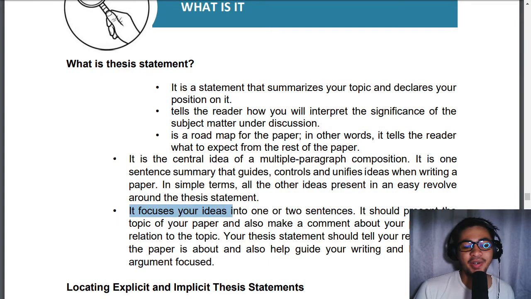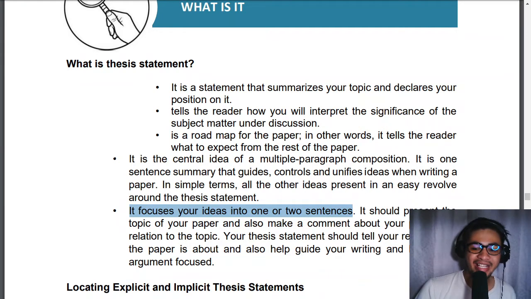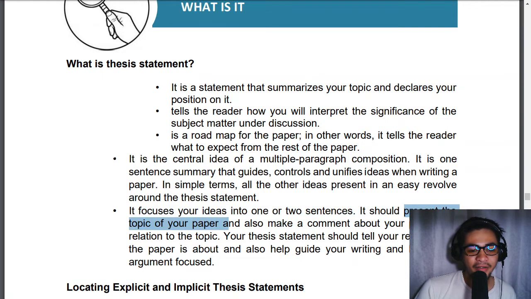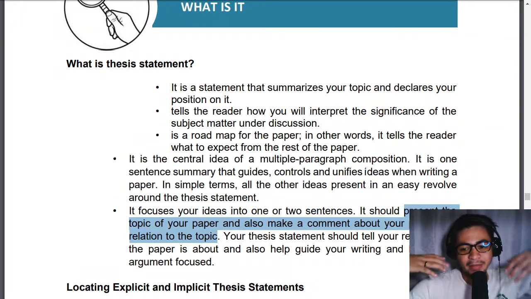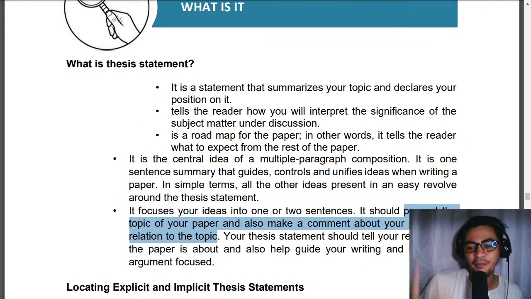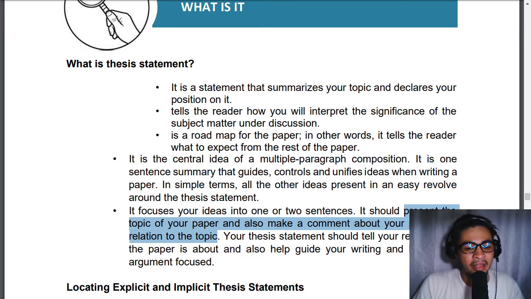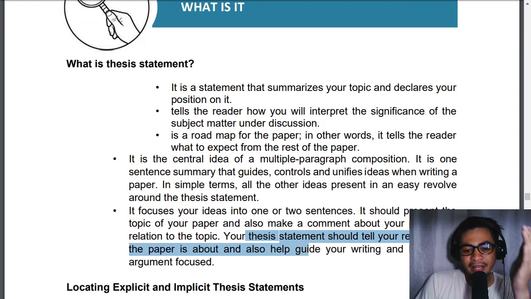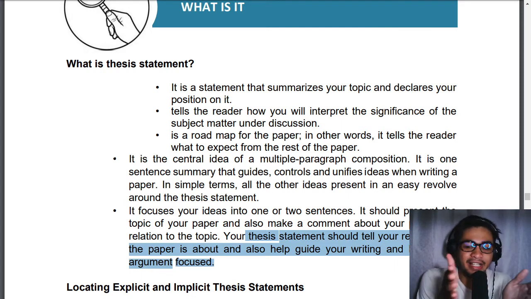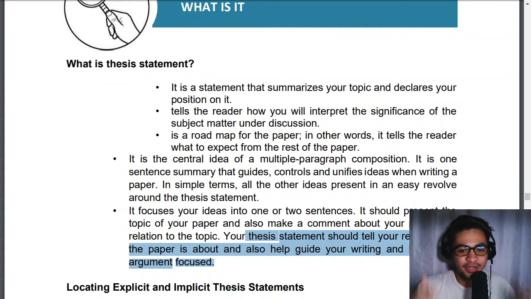It focuses your ideas into one or two sentences, but usually, a thesis statement is just one sentence. It should present the topic of your paper and also make a comment about your position in relation to the topic. Pamaagi sa pagpakita nimo kung unsay sulod sa imong papel o nag-comment ka kung asa ka nga side pabor. That is a thesis statement. Your thesis statement should tell your reader what the paper is about and also help guide your writing and keep your argument focused. Mao ni siyang ginagamit nga limiter ang thesis statement. Siya ang galimit kung unsay imo isulat sa imong selection or academic text.